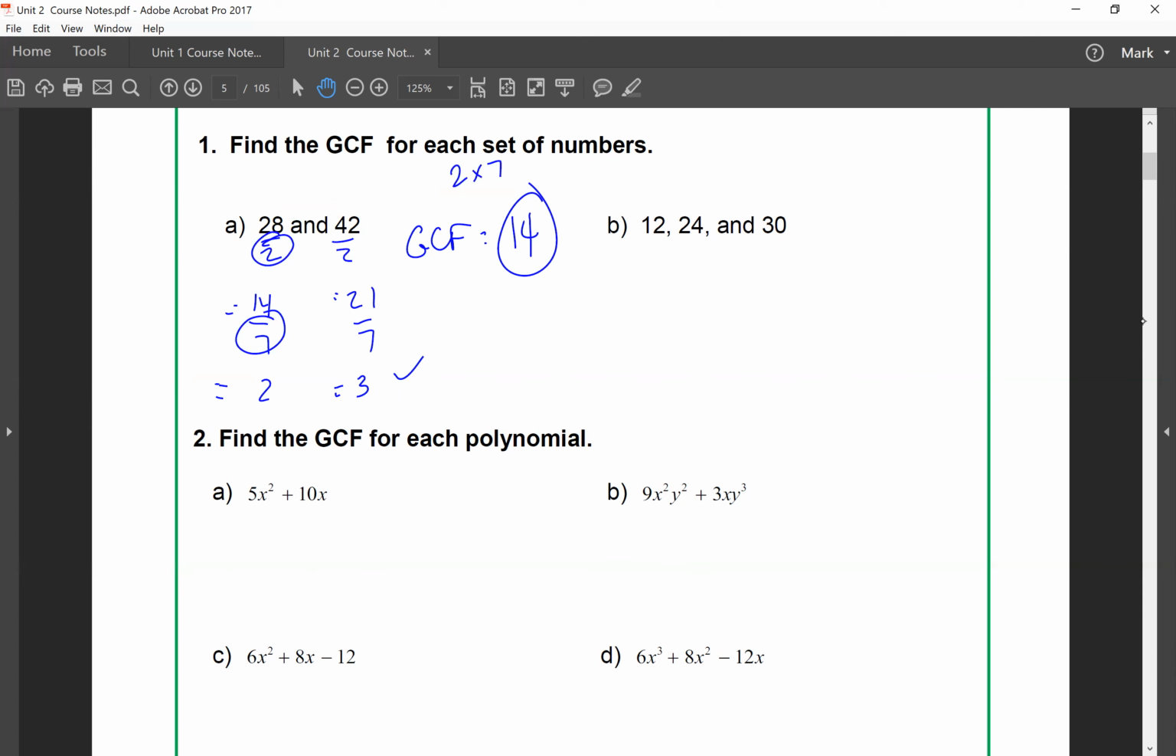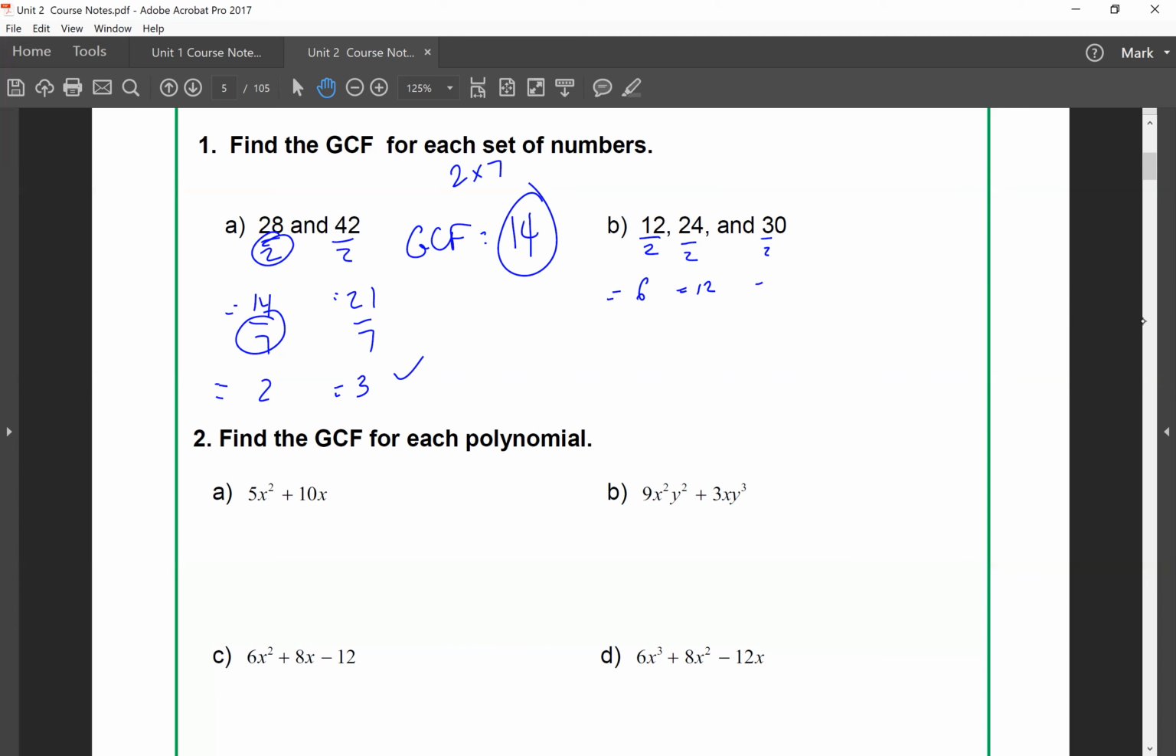Don't worry. Typically, you won't see numbers as big as 28 and 42 when you're doing this in a math course, but it's good to know. Okay, what about 12, 24, and 30? This is another example where the first thing I would do is just divide all of these by 2. That's what my gut is telling me. And I get 6, 12, and 15.